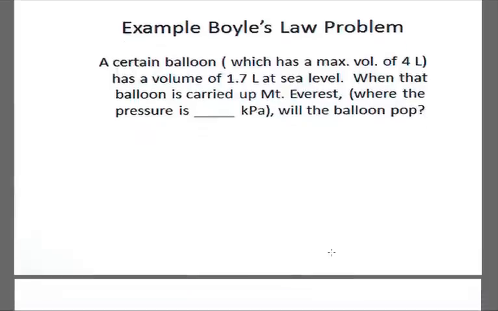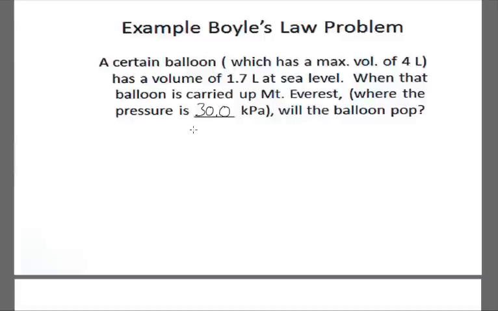All right, and this one is a balloon. We'll say a certain balloon, which has a maximum volume of 4 liters, has a volume of 1.7 liters at sea level. When that balloon is carried up Mount Everest, where the pressure is, and do you remember what the pressure is on top of Mount Everest? It's 30 kilopascals. Will the balloon pop? Okay, so we start at 1.7 liters, we carry it up to Mount Everest, and we want to know if it's going to exceed 4 liters.